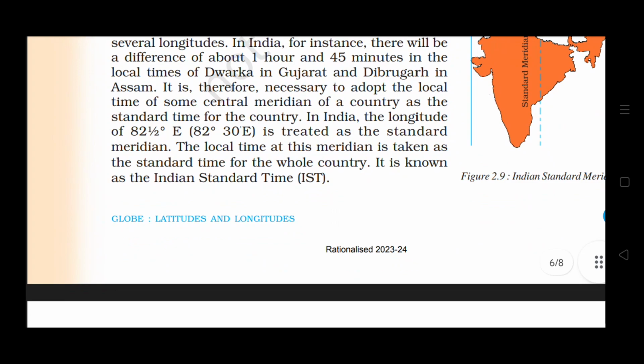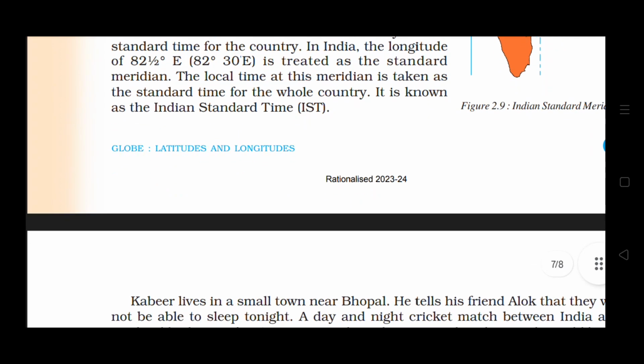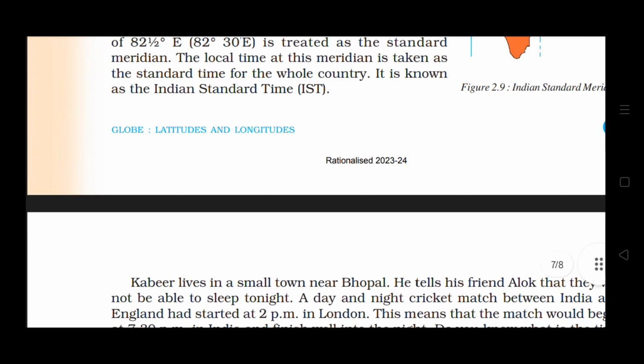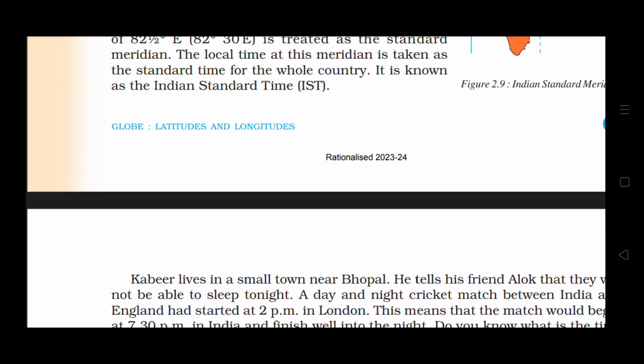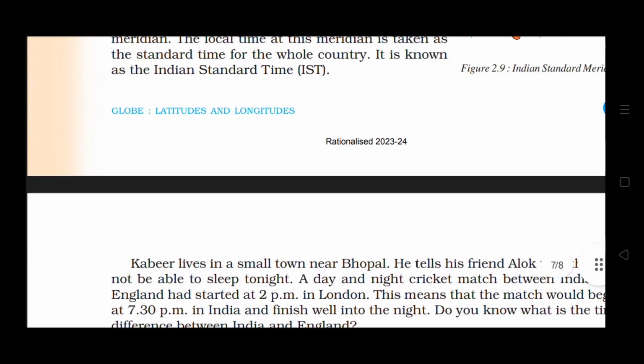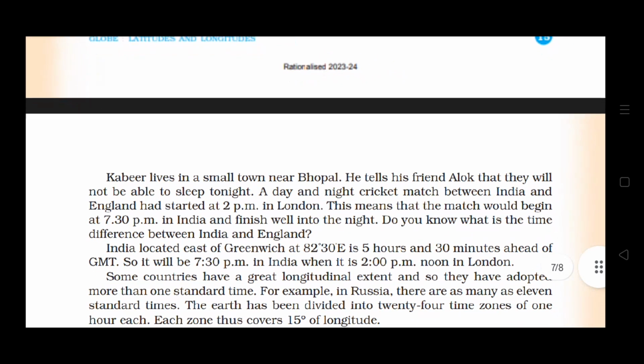So in India, the longitude of 82.5 east is treated as the standard meridian. As I've already told you, there's a requirement of a standard meridian, so we are taking 82.5 east as the standard meridian. The local time at this meridian is taken as the standard time for the whole country. It is known as the Indian Standard Time, which is also called IST.